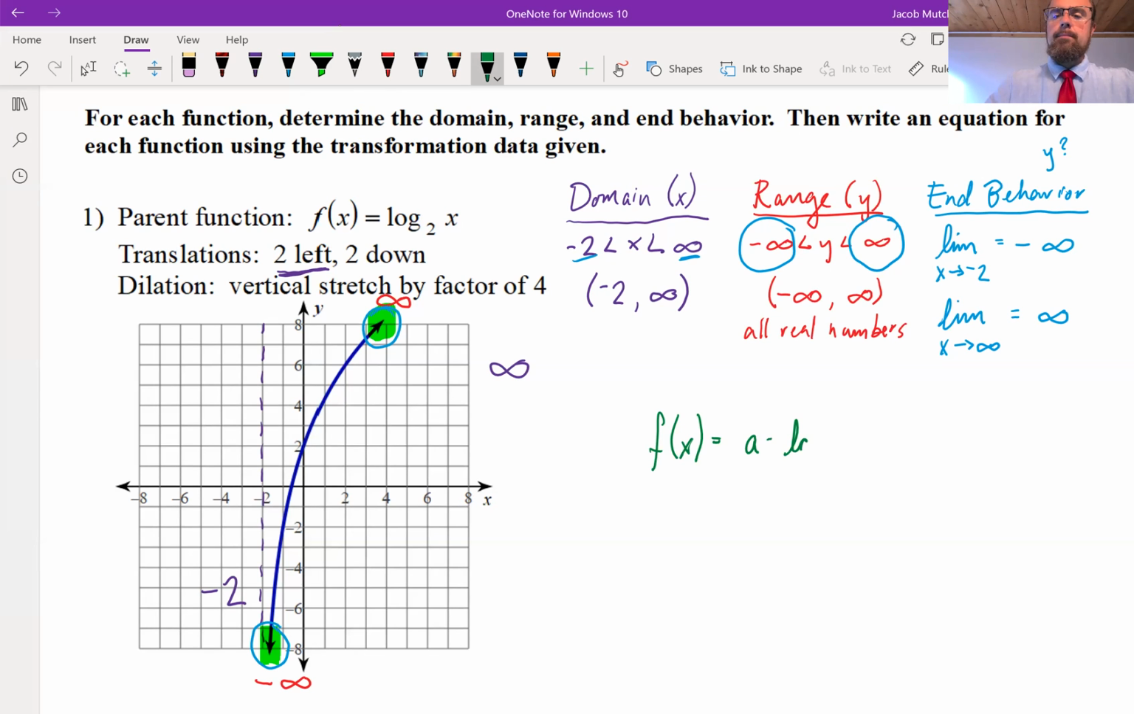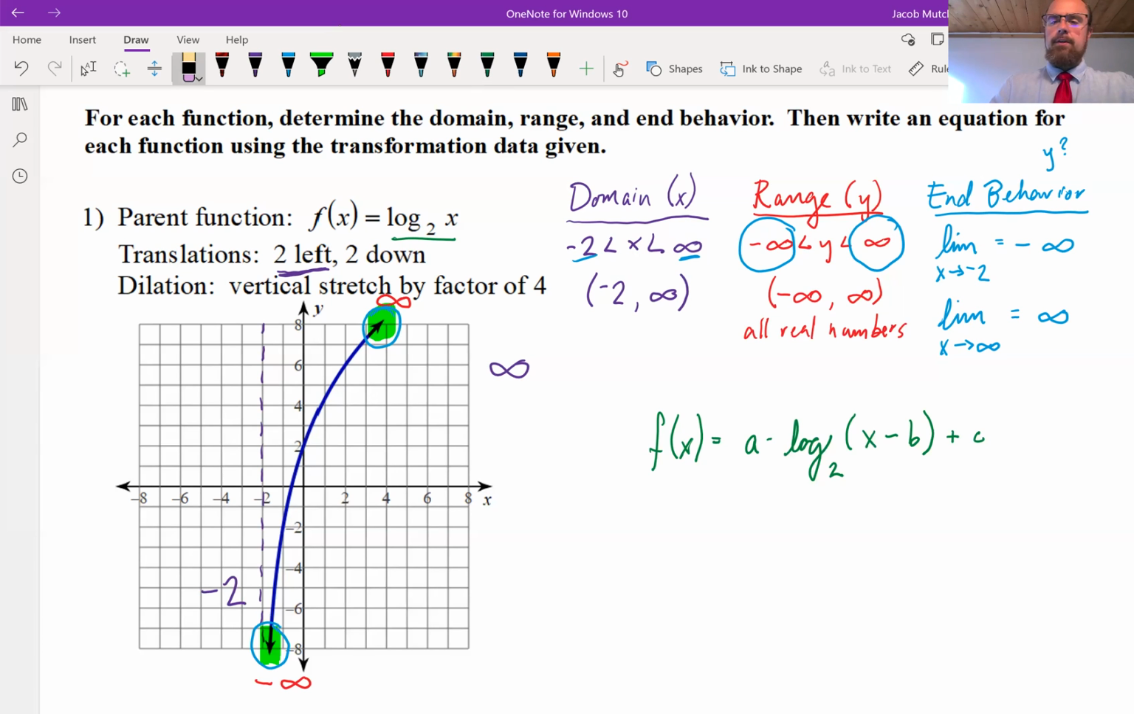Times the logarithm. Now I'm told the parent function here is log base 2. So I'm going to go ahead and fill in that base 2 of, in this case, x minus b. And that number, minus b, that's my left-right translation. And then on the outside, plus c. And remember that plus c determines the up-down shift. So really, I just need to fill in the a, the b, and the c. And that's the information that I've got here.